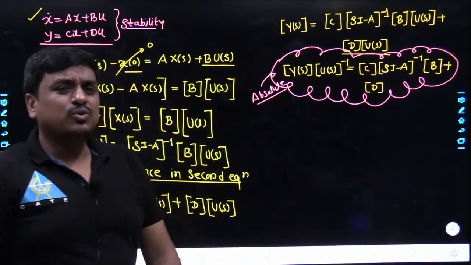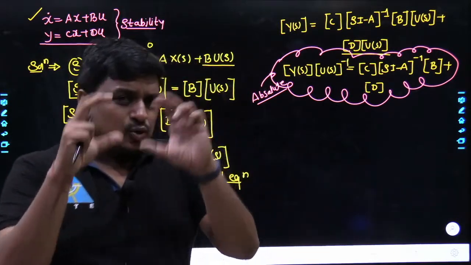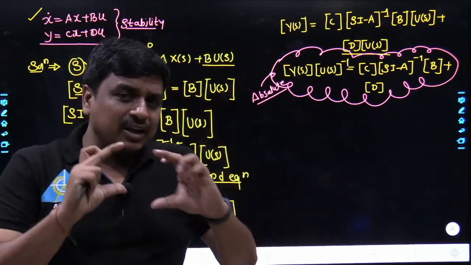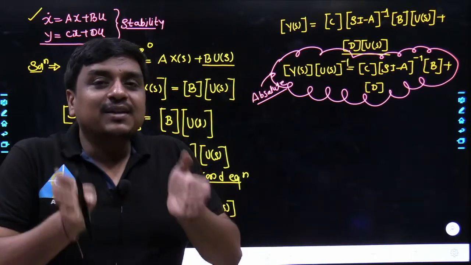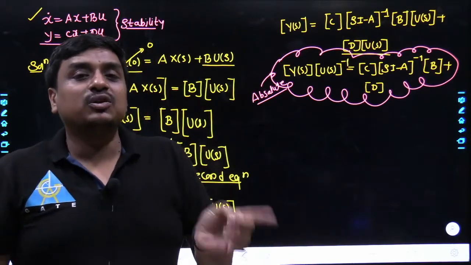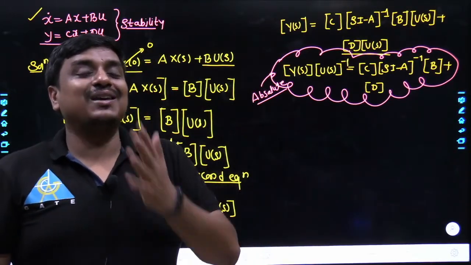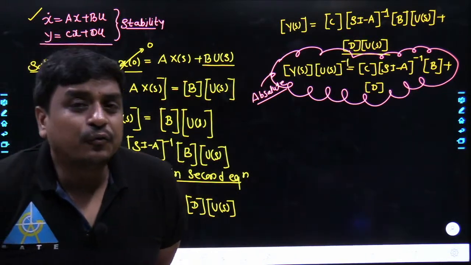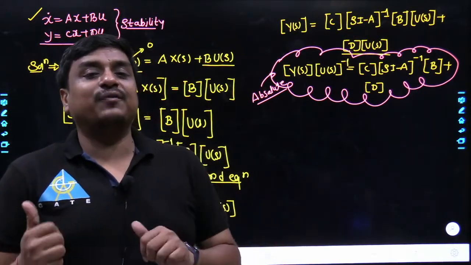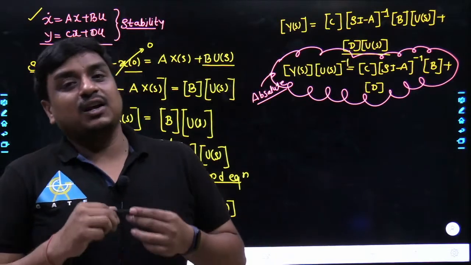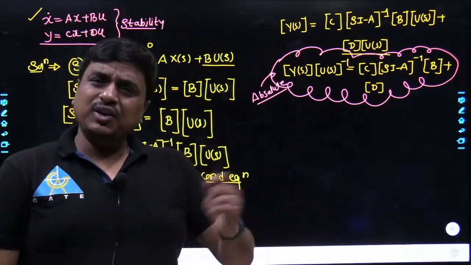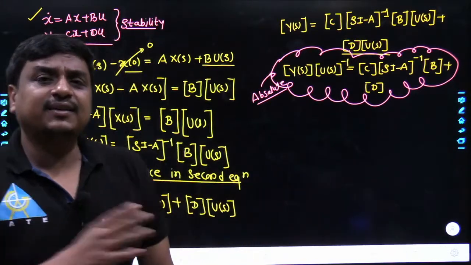What does it mean by the roots of the denominator? The transfer function would have two parts, the numerator's polynomial and the denominator's polynomial. If you compare the denominator's polynomial with zero, whatever roots you get are nothing but the closed loop poles. If all of the poles are kept towards the left hand side of the j omega axis, the system is going to be a stable system. If any of them goes towards the right hand side, that's it.